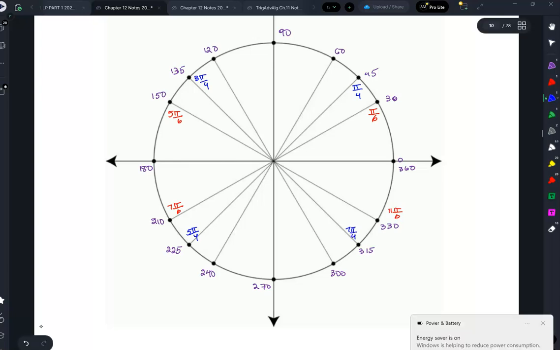And if I wanted to do the pi over 3s, 1 pi over 3, 2 pi over 3, 3 pi over 3, no, 4 pi over 3, 5 pi over 3.